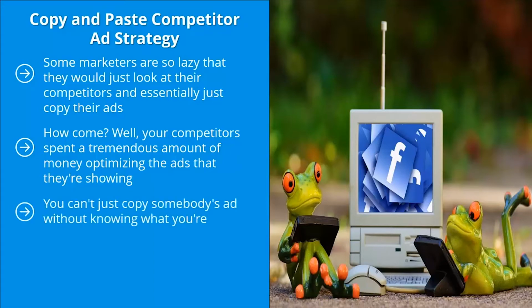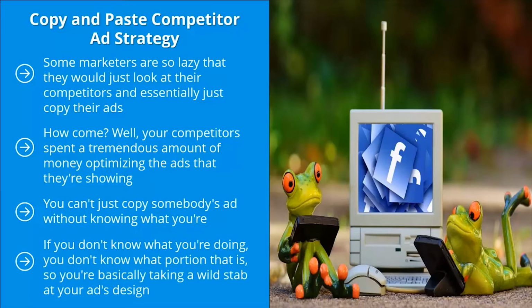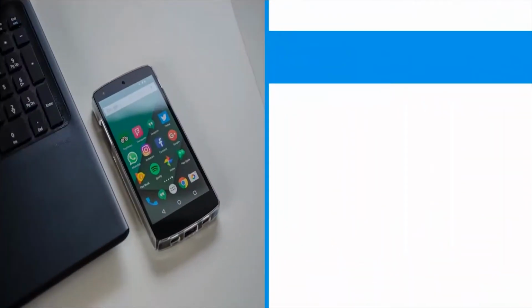You can't just copy somebody's ad without knowing what you're doing. Indeed, only a certain portion of your competitors' ads truly deliver results. If you don't know what you're doing, you don't know what portion that is, so you're basically taking a wild stab at your ad's design. You may be saying the wrong things at the right time, or you're saying the right things to the wrong people. You end up failing.